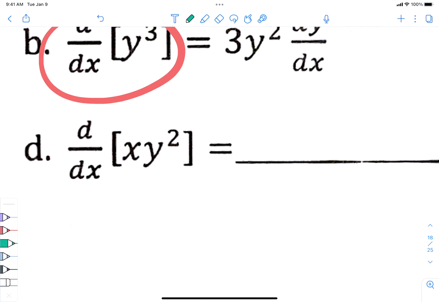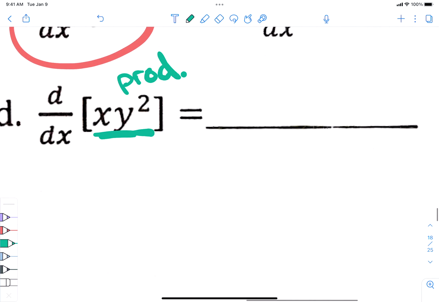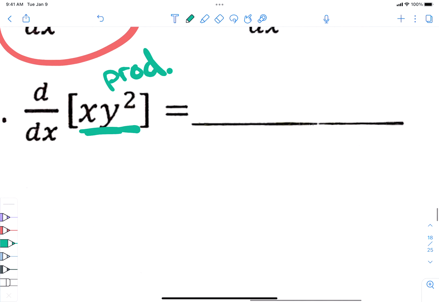Just wait. So, x y squared is what we're taking the derivative of. X times y squared, which is a product, which means we have to do the product rule. We have to do the product rule because this is implicit, and you still use the same rules for implicit, right? Okay. So product rule is f prime g plus g prime f.